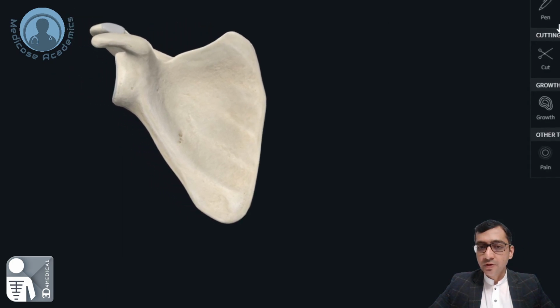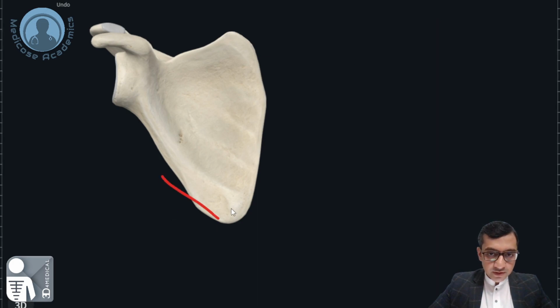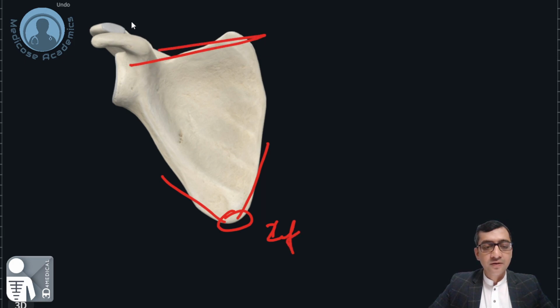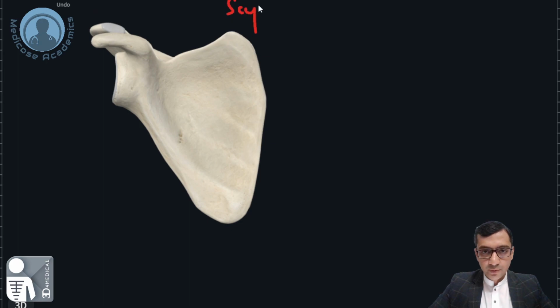Superior and inferior are easy to identify. The inferior one is made up of this angle. This is the inferior end. And the superior one is containing this surface and these projections. So this is the superior end. This is the inferior end. So we have anterior and posterior, superior and inferior.